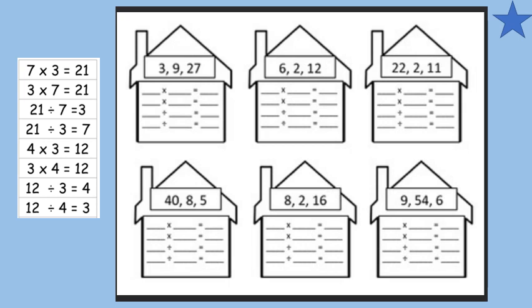Your first fact family has 3 numbers, 3, 9, and 27. And the next one, 6, 2, and 12. And so forth. Read through the numbers for each fact family. And then you'll need to write 4 number sentences. 2 number sentences for a multiplication number sentence and 2 for a division. And then check carefully through your work.